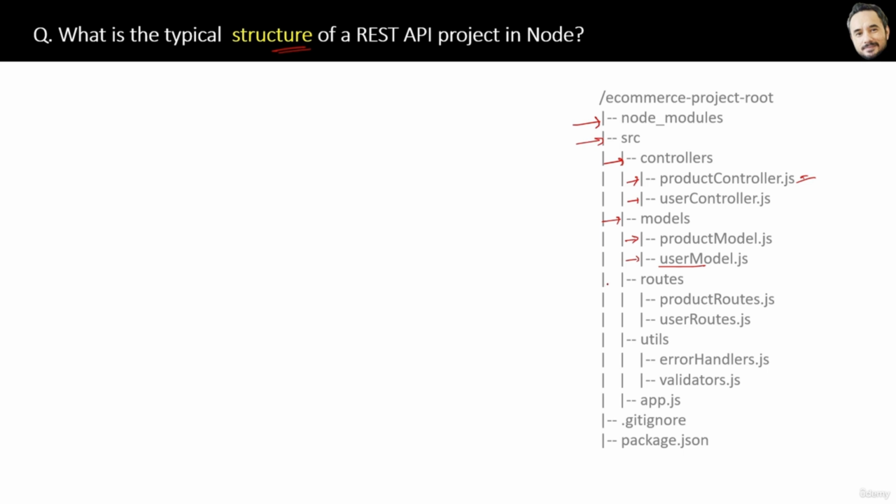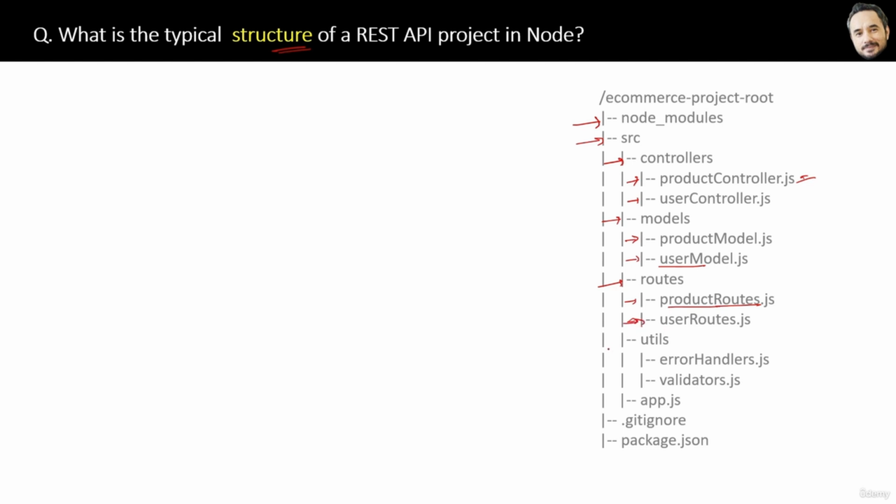Then the routes folder will have the configuration for the different routing system in your application. Okay, so for example, all routes related to products are grouped and nested in the product routes file. And okay, so that's about routing.